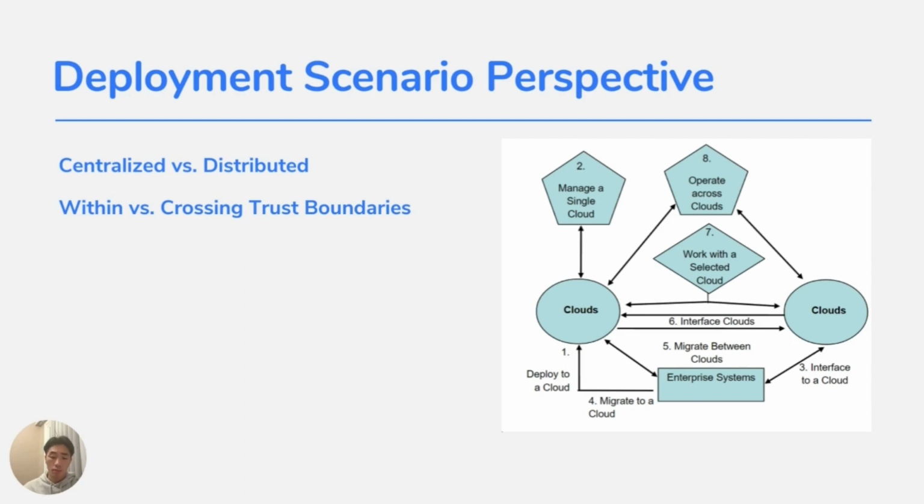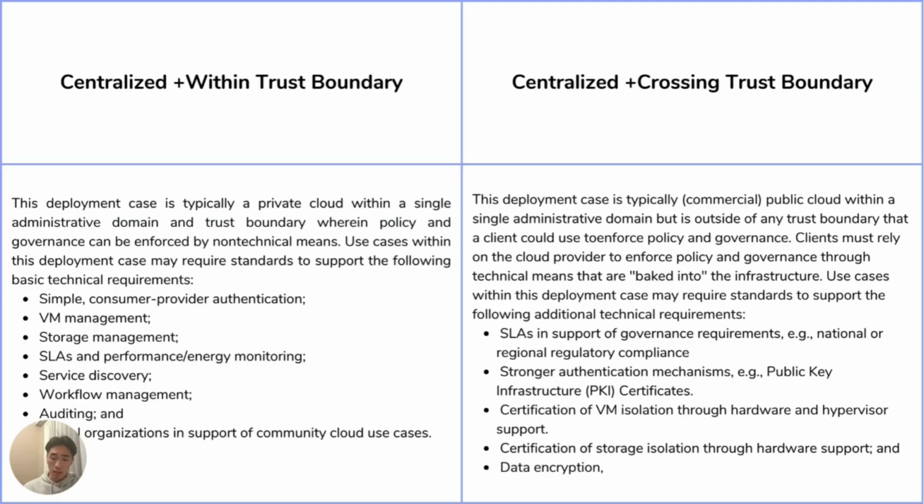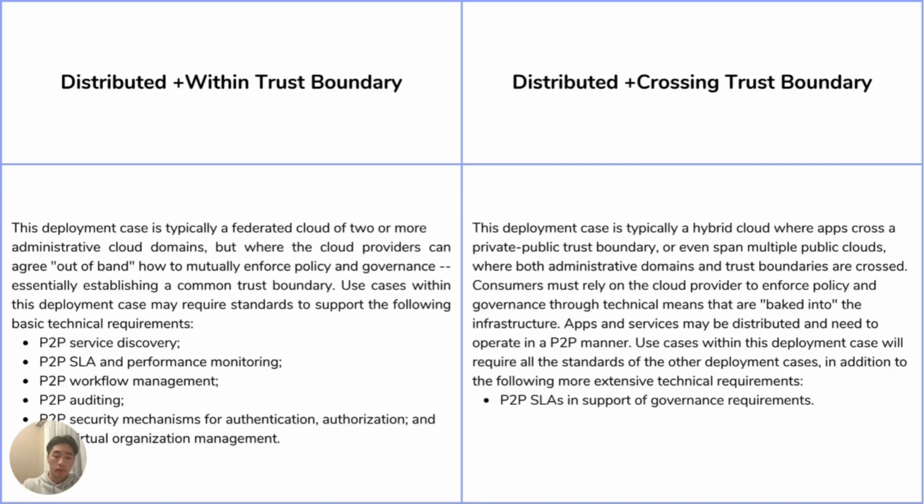From the deployment scenario perspective, there are a bunch of deployment scenarios, and we can summarize those scenarios into 4 components: centralized versus distributed, within versus crossing trust boundaries. Centralized integrated within a trust boundary requires simple consumer-provider authentication, virtual machine management, and so on. Centralized integrated crossing a trust boundary requires an SLA in support of government requirements like national or regional regulatory compliance. Each situation presents different standards.